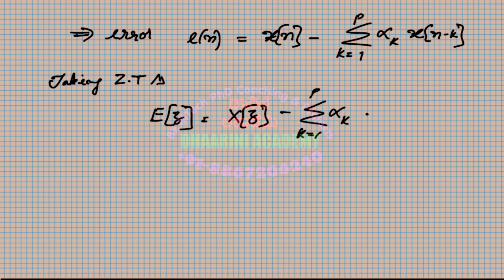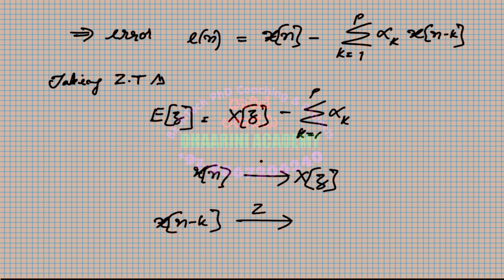This is the property: x of n has z transform X of z. Then x of n minus k should have its z transform denoted by z to the minus k into X of z.